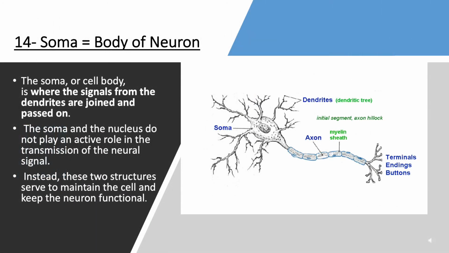14th example is soma, which means body of neuron. The soma, or cell body, is where the signals from the dendrites are joined and passed on. The soma and the nucleus do not play an active role in the transmission of the neural signal. Instead, these two structures serve to maintain the cell and keep the neuron functional.